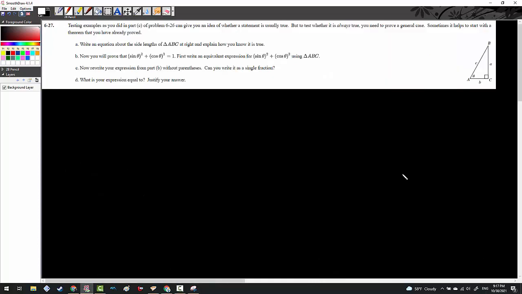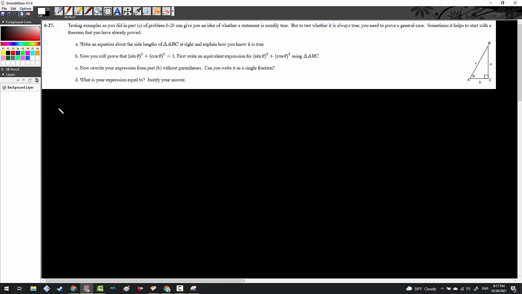All right, so in 6-27, it says, testing examples as you did can give you a general idea if a statement is usually true, but in order for it to always be true, we have to have a general case. So what this problem is asking us to do is use some generic angle called theta. And if we can prove this to be true for some generic angle called theta, using symbology, then we can prove this to be true for any angle possible.